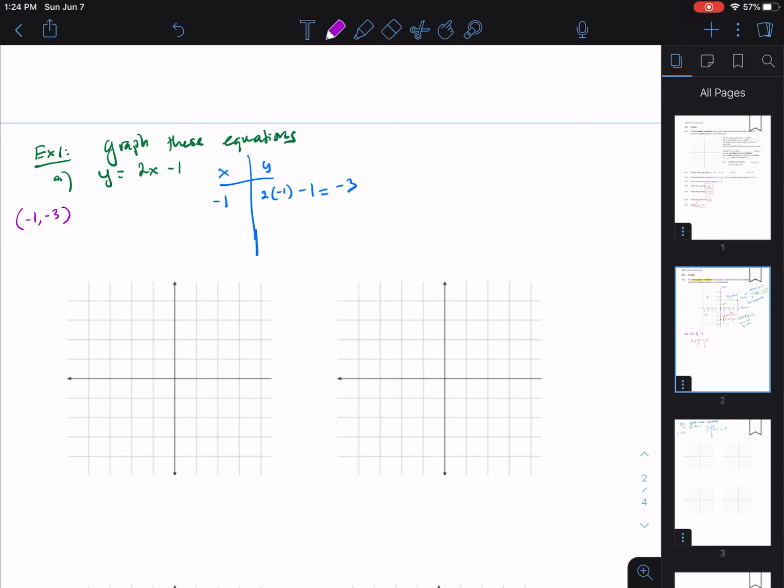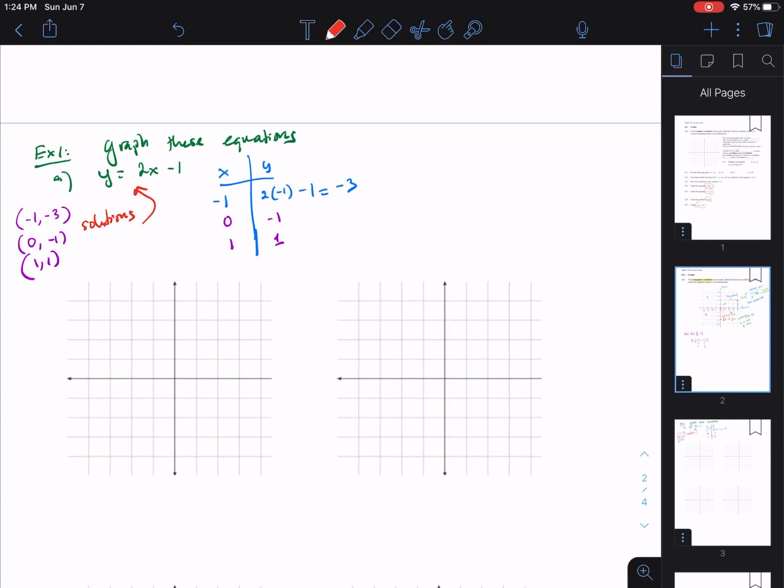Let's do 2 more points. So let's say if I pick x equals 0, and then in this case y is going to be -1. And if I pick x equal to 1, then y in this case is going to be 1 itself. So we have 3 ordered pairs. Okay. So we can say these are the solutions to this equation. They're not just 3, they're infinitely many solutions.